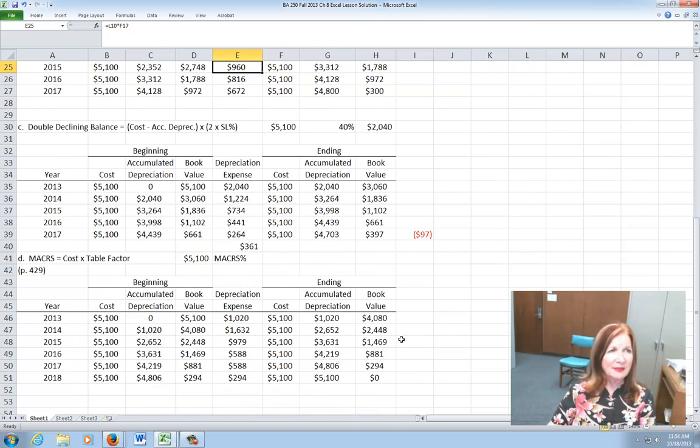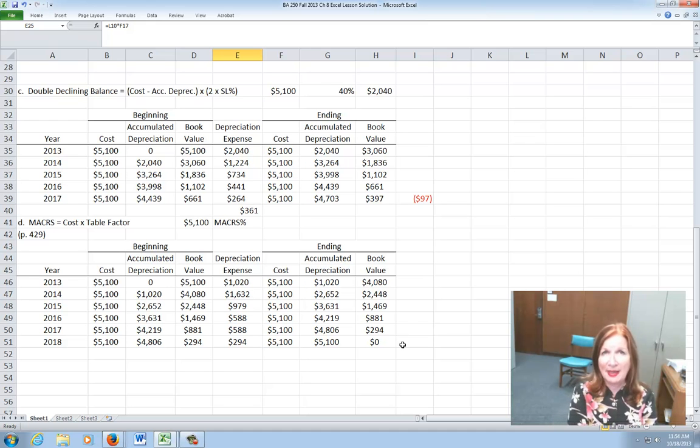Now the next method is double declining balance. And double declining balance is an accelerated depreciation method, and its formula is different than the other formulas. So what you have on your page is double declining balance equals cost minus accumulated depreciation times an acceleration factor of 2, because it's double declining balance, so 2 times the life stated as a percentage. So that's going to be the formula we're going to use.